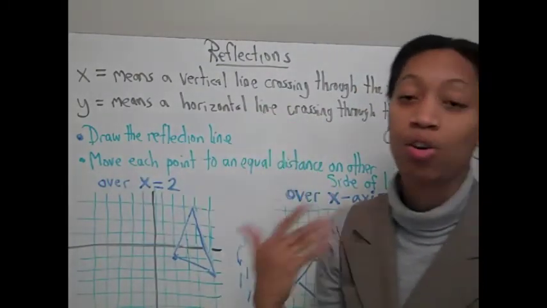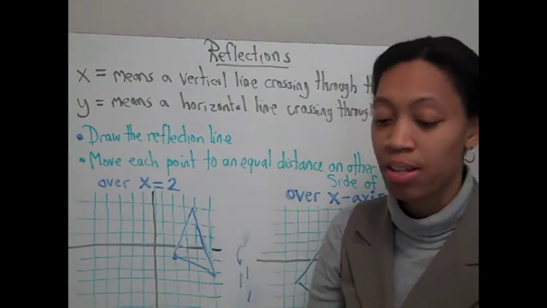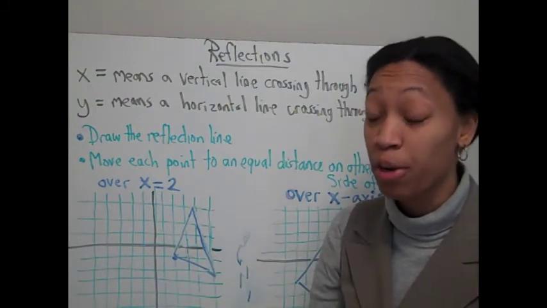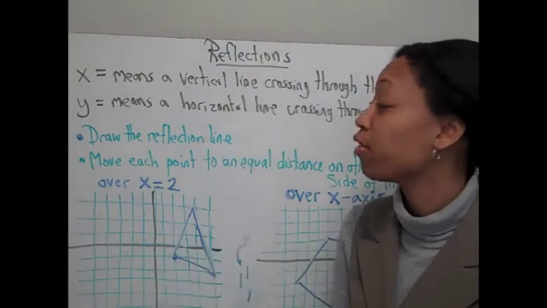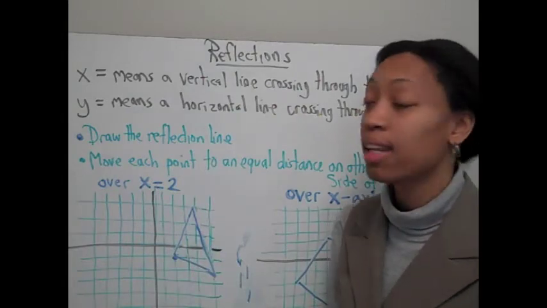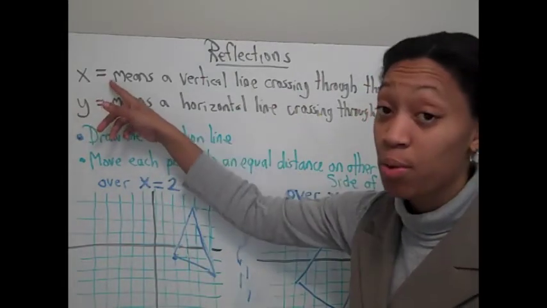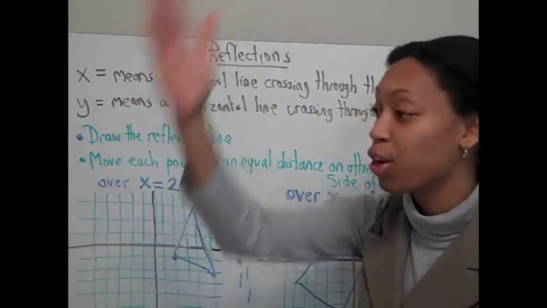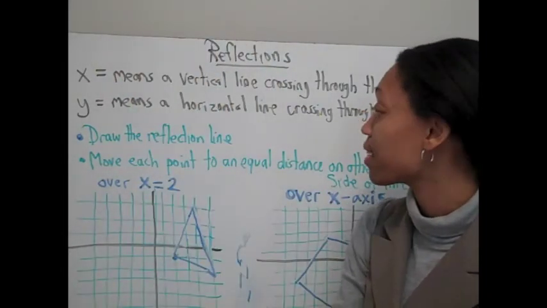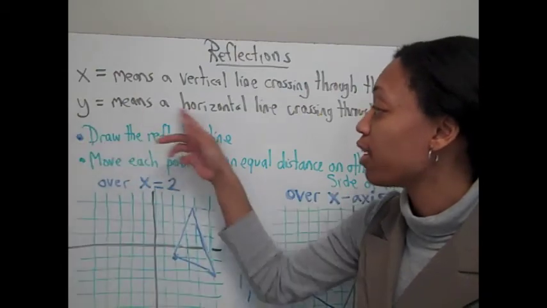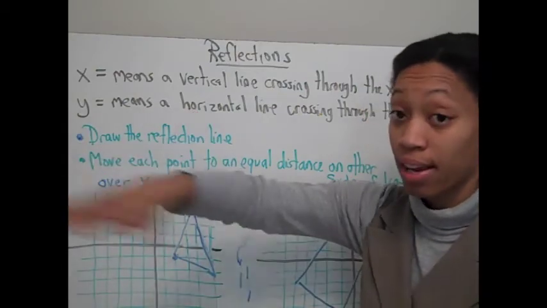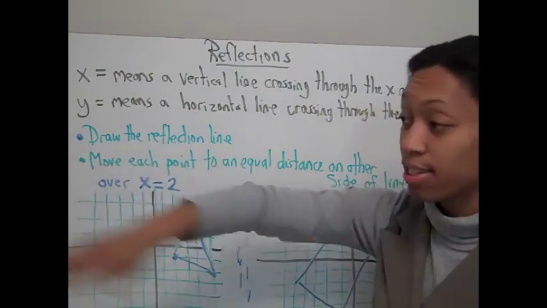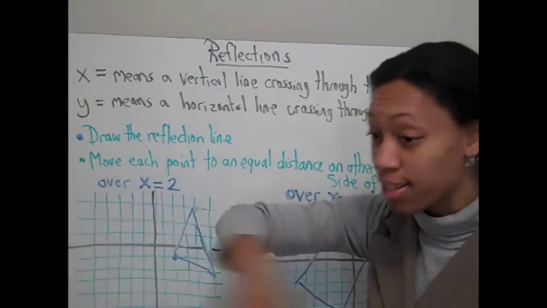Okay, so when you're doing reflections, what I want you to do first is draw in that reflection line. Now, where does that line go? If you have x equals, that means that you're going to have a vertical line, okay? A line that crosses through the x-axis. And if you have y equals, that's a horizontal line, okay? A line that crosses the y-axis.